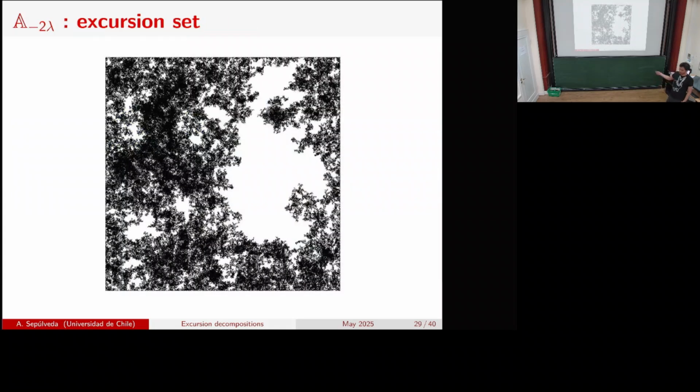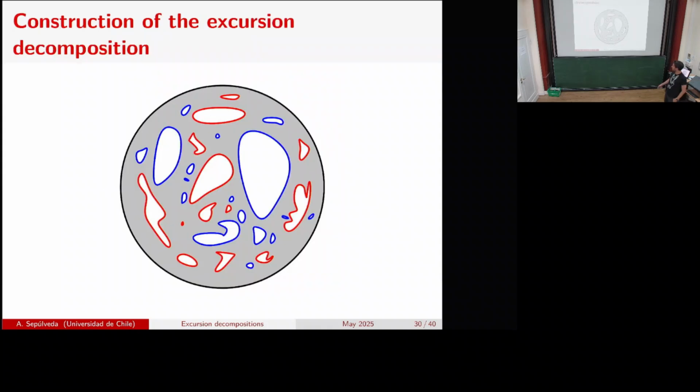So here I'm showing another key player. This is A minus 2 lambda, meaning I start at 0 and I get all the way up to minus 2 lambda. Or how we will want to think about it, I start at 2 lambda and I walk all the way until I hit level 0. And in this case, I'm getting a positive measure and I have 0 boundary condition. Now we have all the tools to construct an excursion decomposition for the Gaussian free field. So the idea is the following.